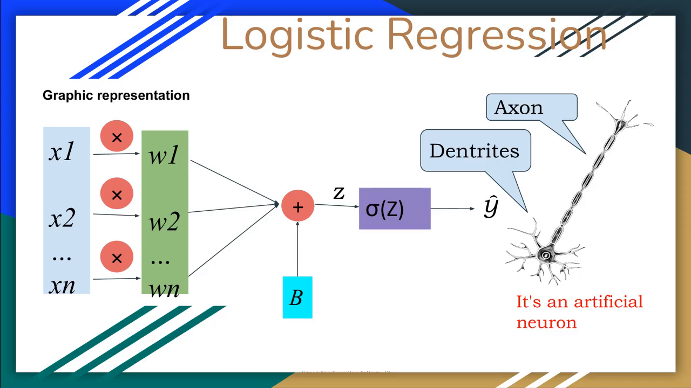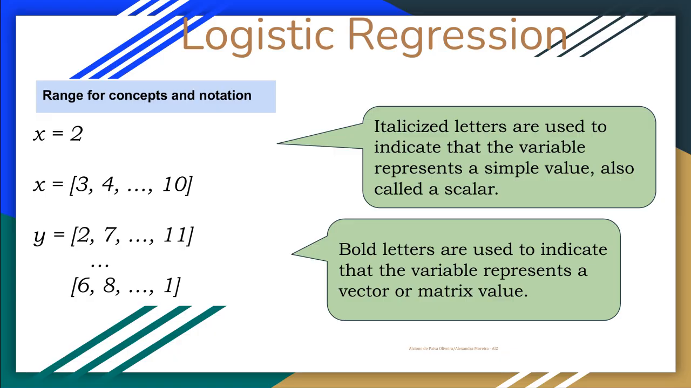Before we continue, let's talk a little about the notation used in our formulas. When a variable represents a single value, we use a normal lowercase letter. When it represents a vector or matrix, we use a bold lowercase letter.